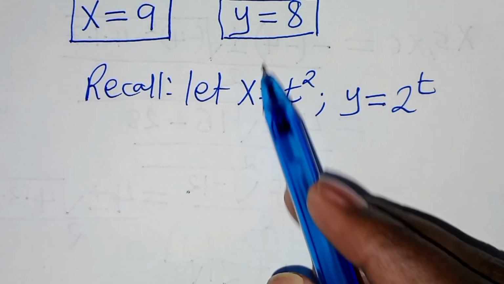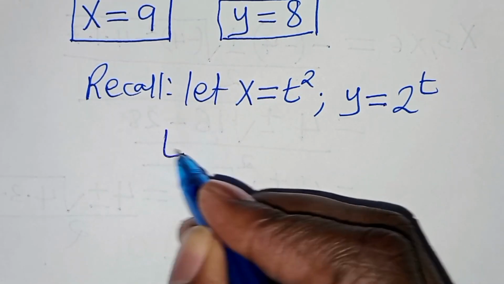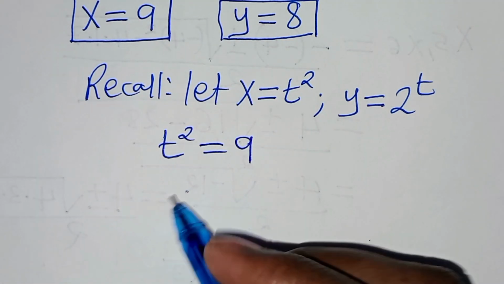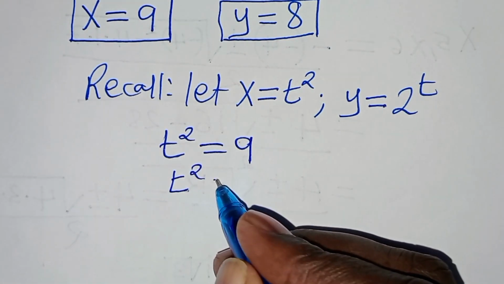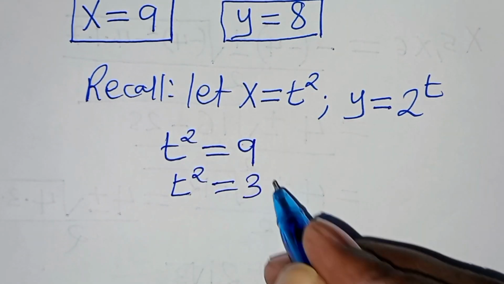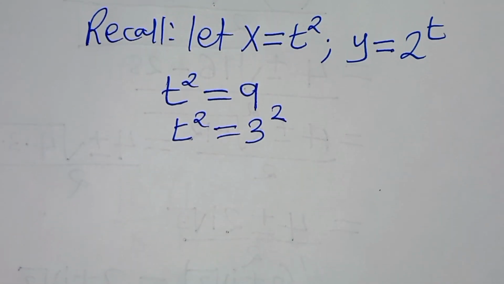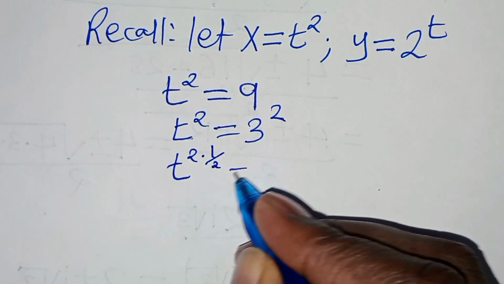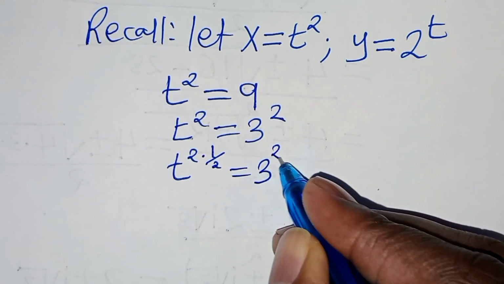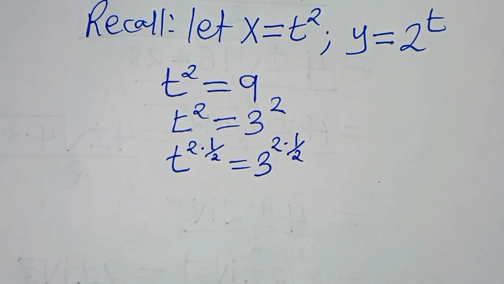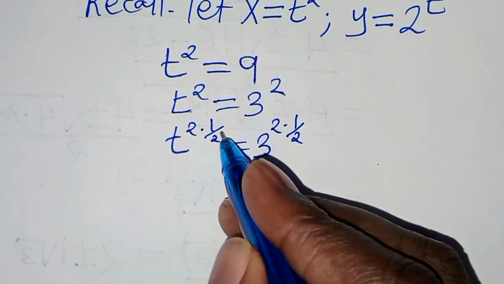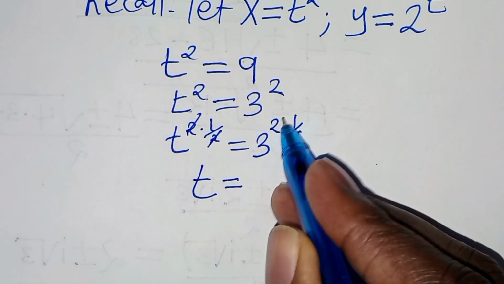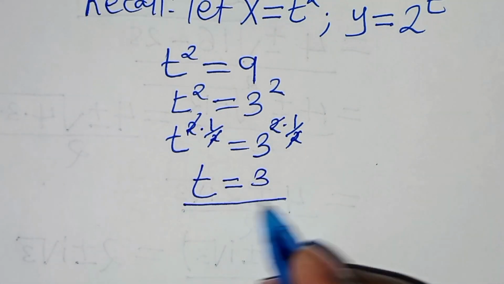From here, let's substitute the value of x so that we have t to power 2 equal to 9. This is the same thing as 3 to power 2. So we have t to power 2 times a half equal to 3 to power 2 times a half, which is the same thing as the square root. So in this case, t is equal to 3.